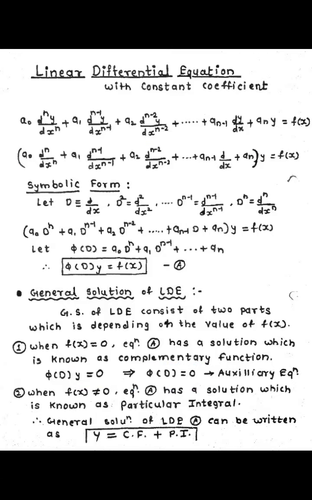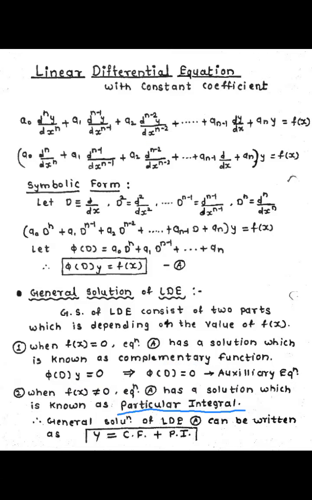Now, the second possibility about the function f of x is that it may not be 0. That means some value is given. It may be a constant or it may be a function. Then, in a similar way, every equation has a solution, so this equation must have a solution, and that solution is known as the particular integral.